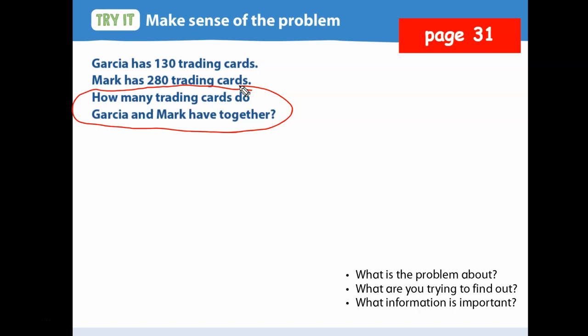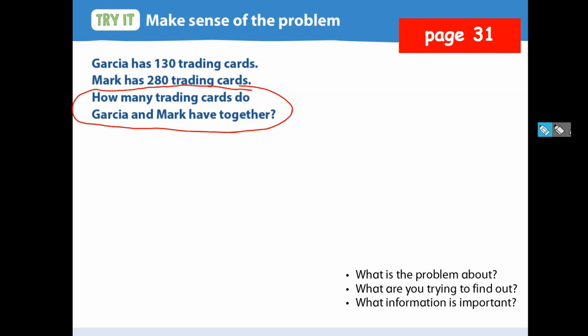You can read it to me. Yes. So what are we trying to find out? How many trading cards do Garcia and Mark have together? Together. That's the key word right there. That means to add. Plus, the whole lesson is about adding, right? Awesome. So Garcia has how many trading cards? Okay. Mark has how many trading cards?